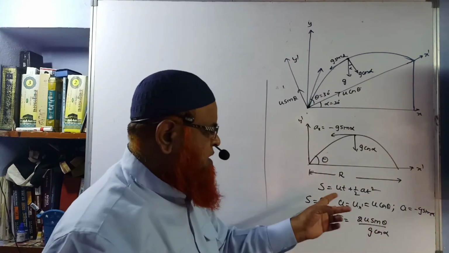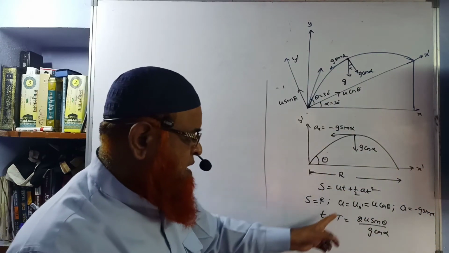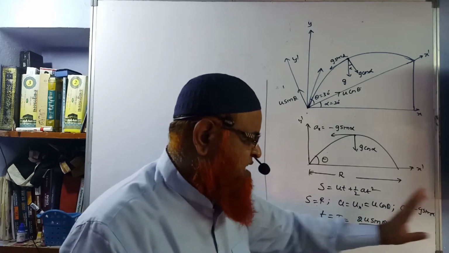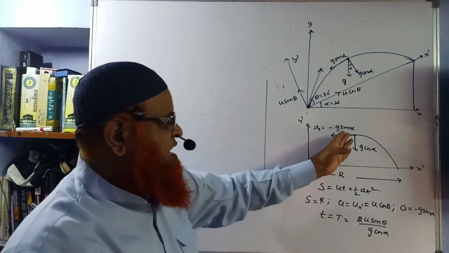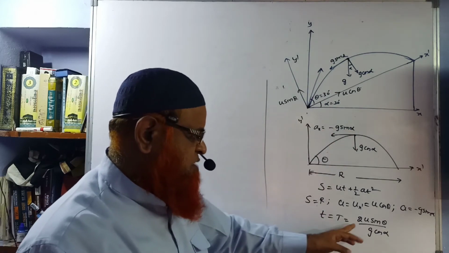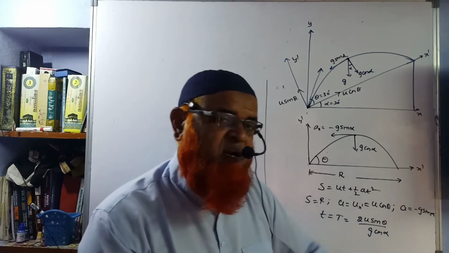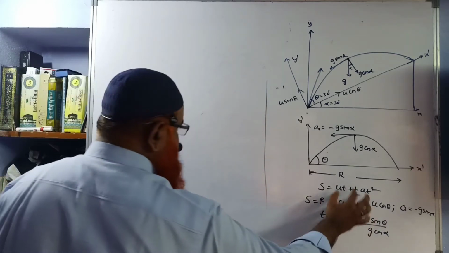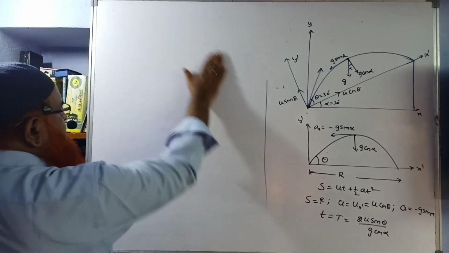So very simple. The basic formula is this one, but u is ux dash, that is u cos theta. A is equal to minus g sin alpha. Then small t is capital T, which was the time of flight, which we have derived already. So the same formula is going to be written. Now, if you substitute all these things here, what are you going to get? Let us see.